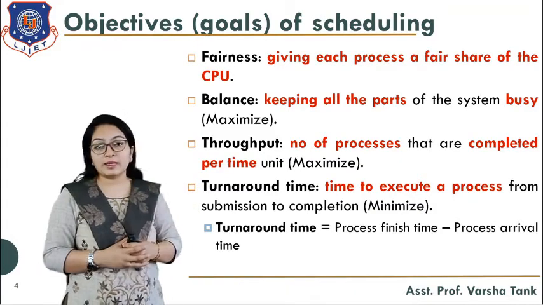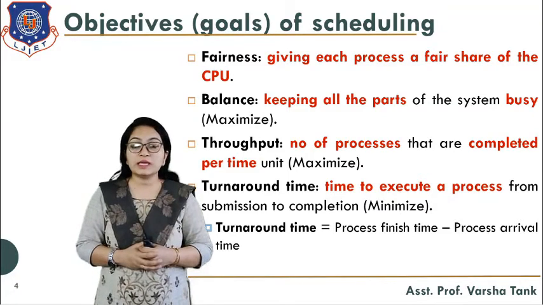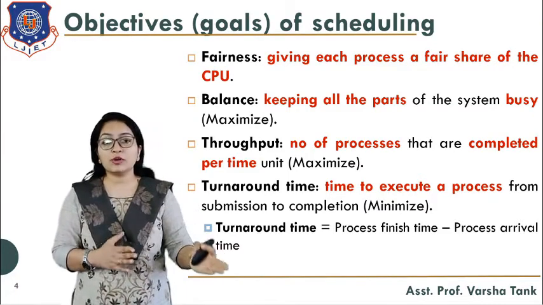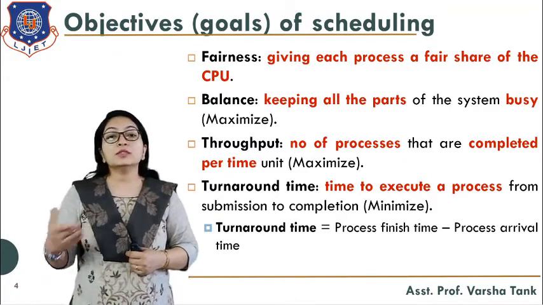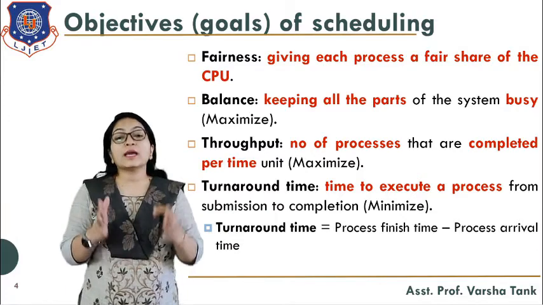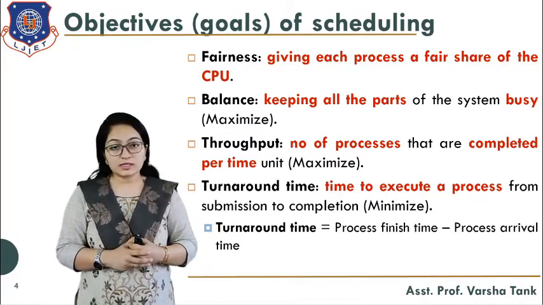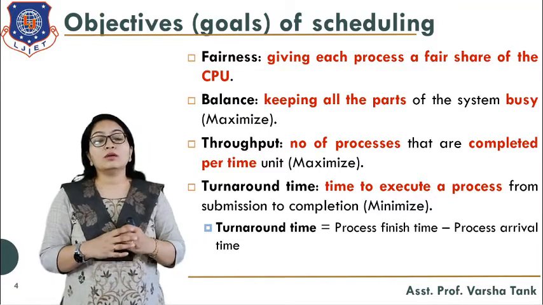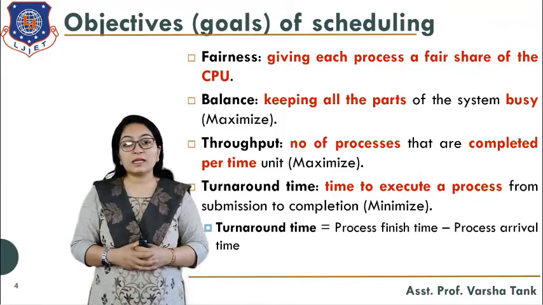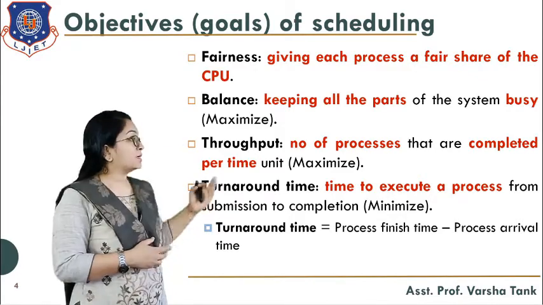Then next is balance. Balance means keeping all the parts of the system busy and maximized. No part will be idle. For example, input output peripheral devices, CPU, memory. A process can occupy each and every part of the computer system, so no part will be idle. That means it maintains the balance between all the parts of the computer system.